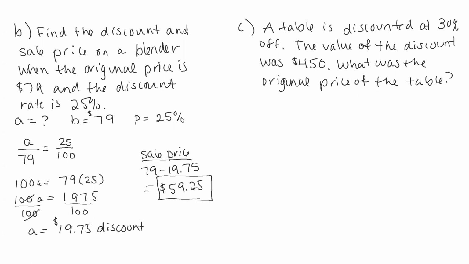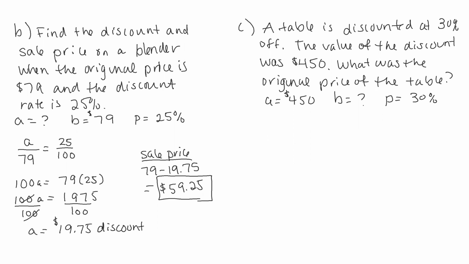Okay, so discount is no more difficult than sales tax. We're just looking at two different aspects of buying and selling goods. Okay, the third discount problem: a table is discounted at 30% off. The value of the discount was $450. What was the original price of the table? This time we do have the amount. This $450 represents the part of the cost that you don't have to pay. This is that discount. What's missing is the actual cost of the table before the discount. And then we have the percent, which is 30. So the amount is 450, the base we don't know, and the percent is 30.